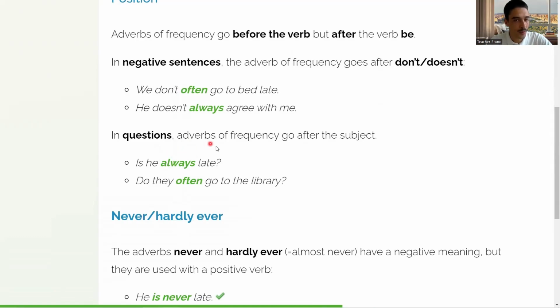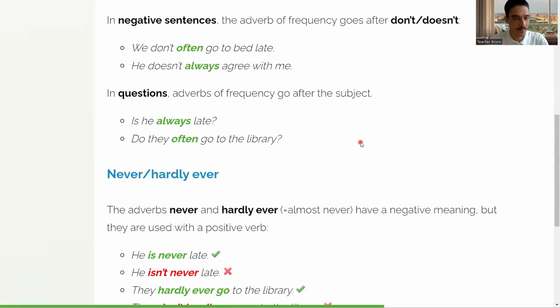In questions, the adverb of frequency goes after the subject. Is he always late? Do they often go to the library? So they and he are the subjects. And the adverb of frequency goes after that.